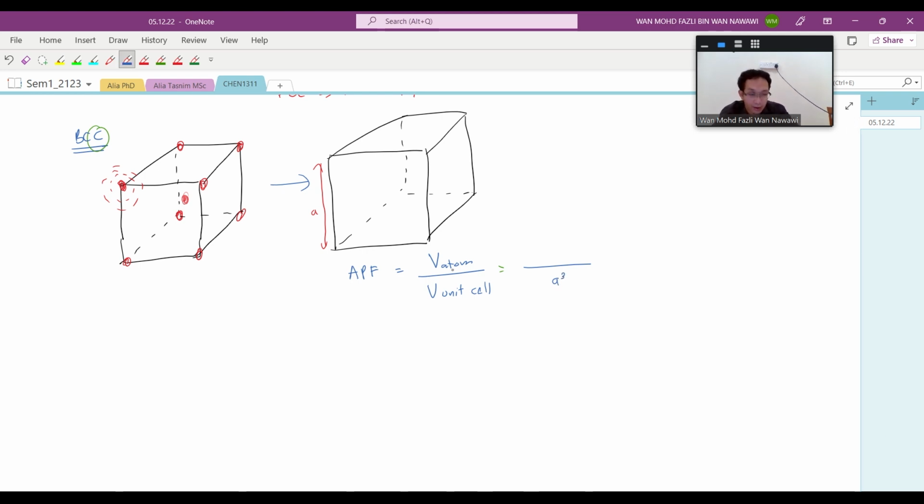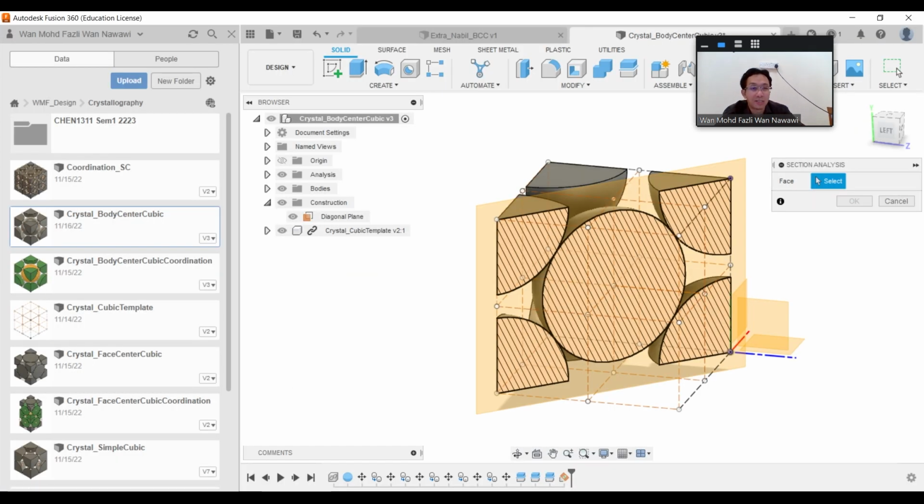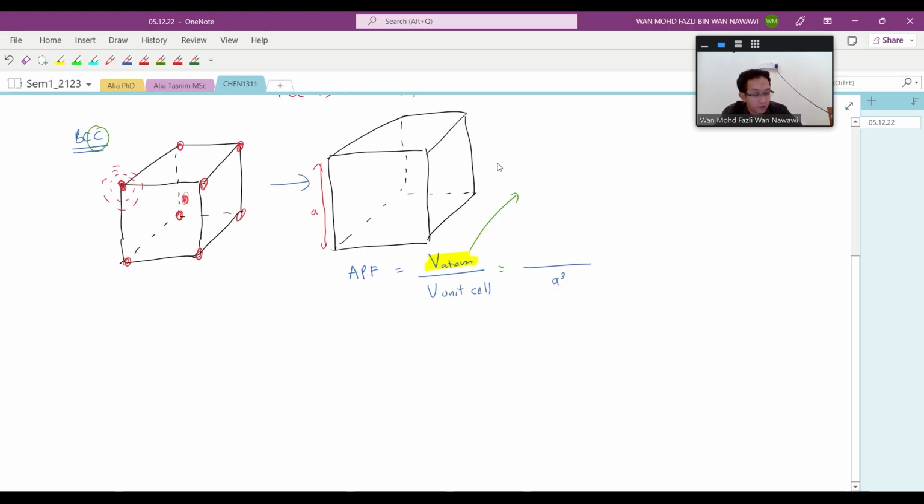So for the volume of the atom, first you need to know how to calculate it. If you look at our design before, we use the sphere. The volume of the sphere is basically 4/3 pi r^3.